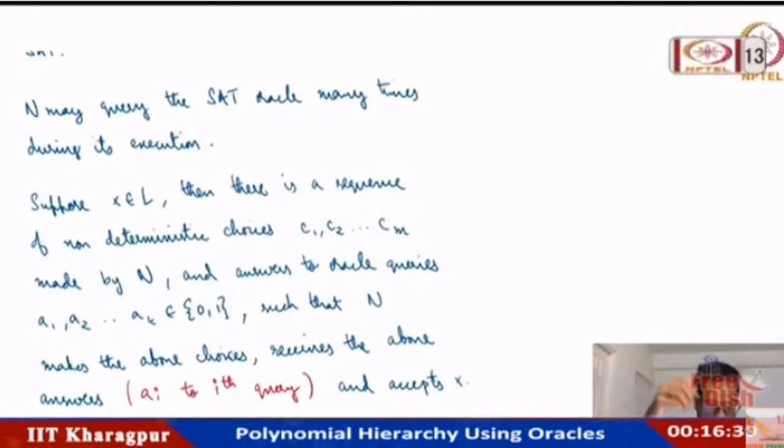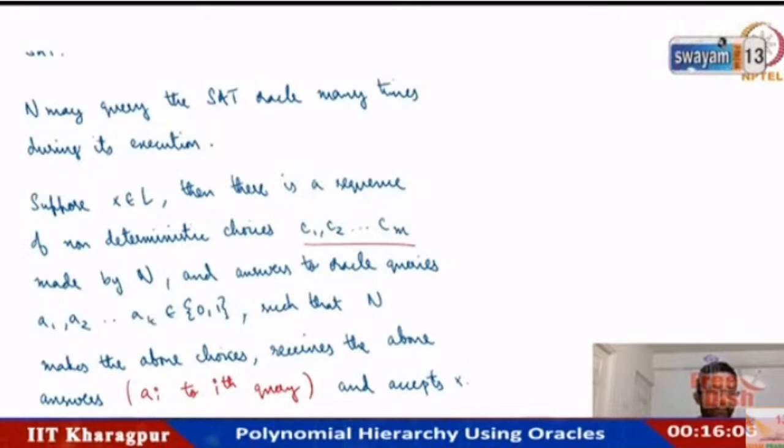To summarize, very formally: suppose X is in L. Since it's a non-deterministic machine, there is one sequence of choices that leads to X being accepted. Let these choices be C1 to Cm. It will be a fixed number of choices for a fixed input. So let the non-deterministic Turing machine N make m choices.